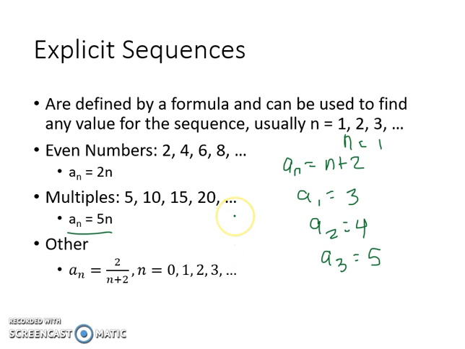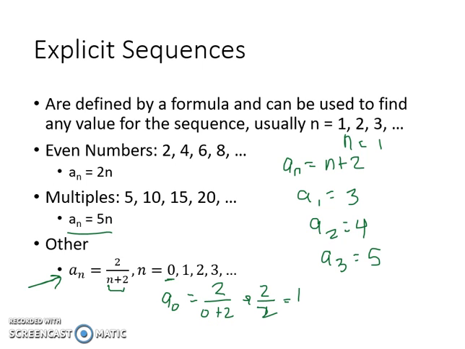So we can have all sorts of other explicit sequences, all sorts of things. We can even have it in the denominator. In this case, this one is starting at n equals 0. If we didn't have n plus something in the bottom, we wouldn't be able to start at 0 because we'd have a 0 in the denominator, which we can't have. So here a sub 0 equals 2 over 0 plus 2, which is 2 over 2, which equals 1.